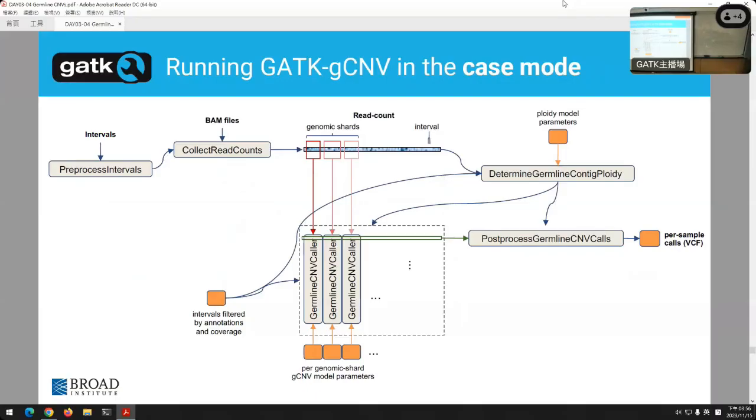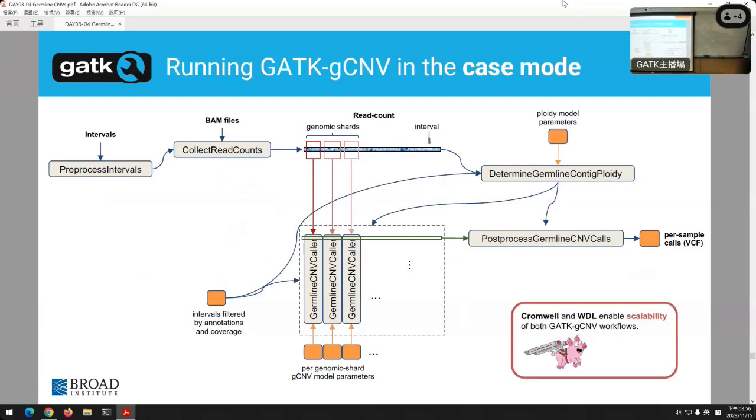And there are a lot of tools to run here. So they've been put into a scripted pipeline using WDL so that it's easy and automated to run this. And we can take advantage of the parallelization that you can do with WDL and Cromwell for scalability in both the cohort mode and the case mode.